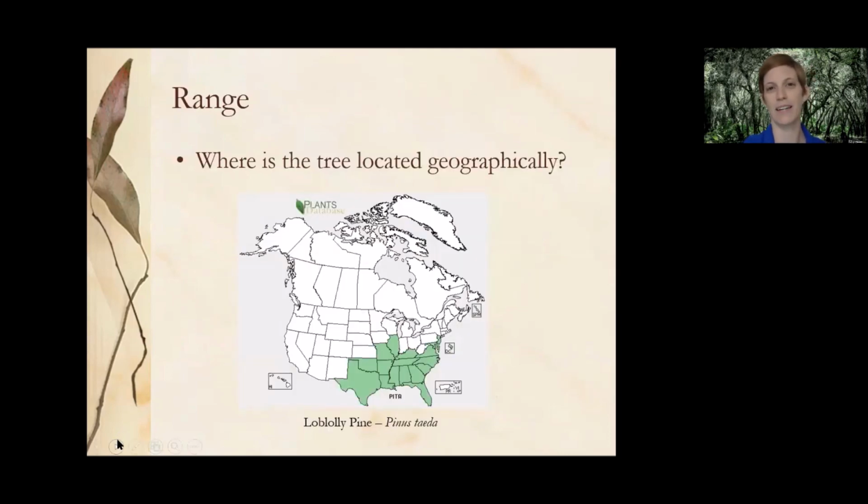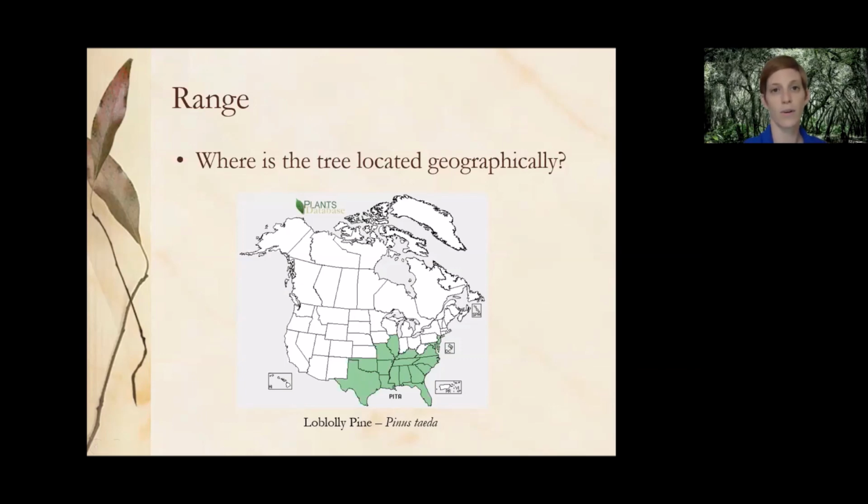This might not be something we're super familiar with, but it's basically the area, for any particular species, it can be wildlife, plants or animals that this applies to, where they're found occurring naturally. This example here is one for the loblolly pine. You can see it's found pretty much in the southeastern United States, all the way out to Texas.